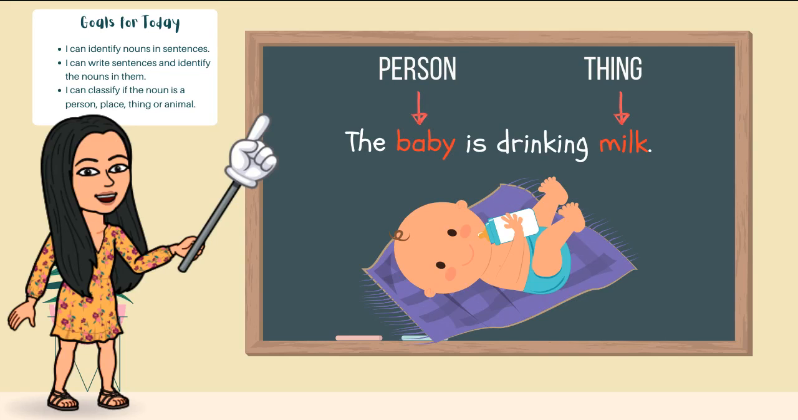This is the sentence that I had written. The baby is drinking milk. The two nouns in this sentence are baby, which names a person, and milk, which names a thing.